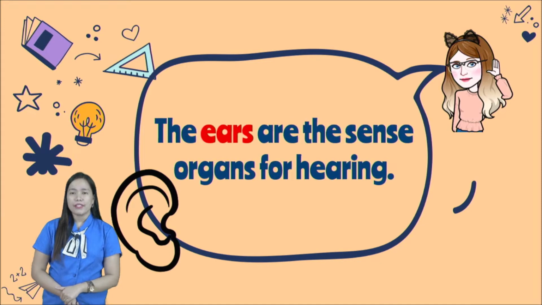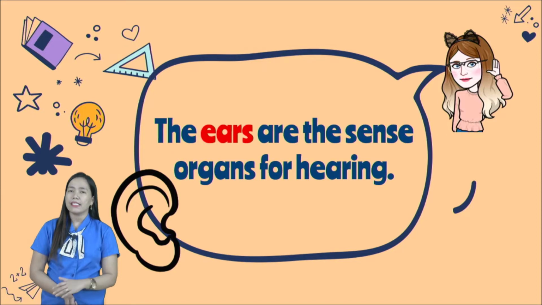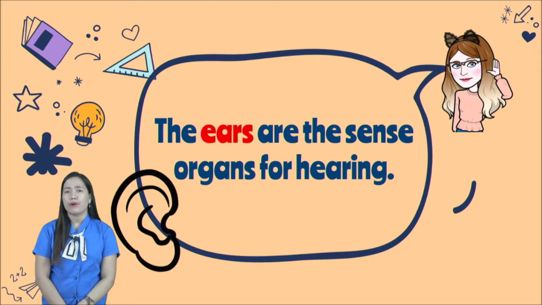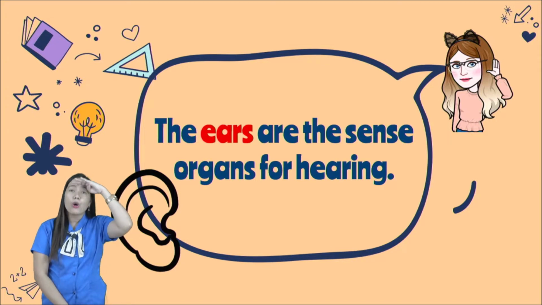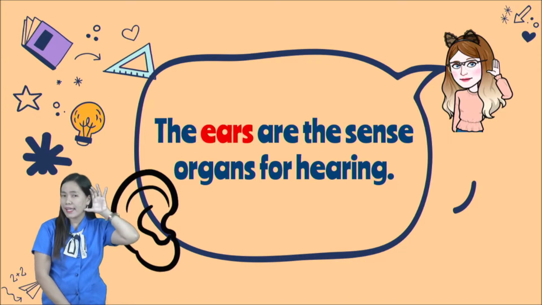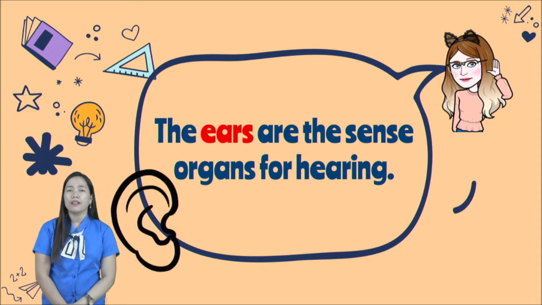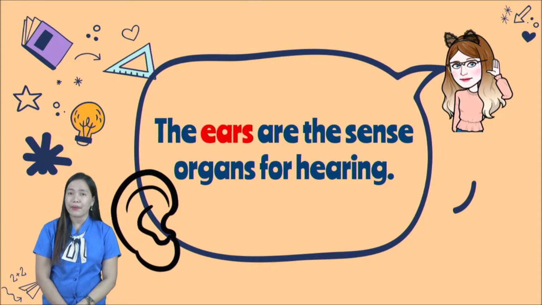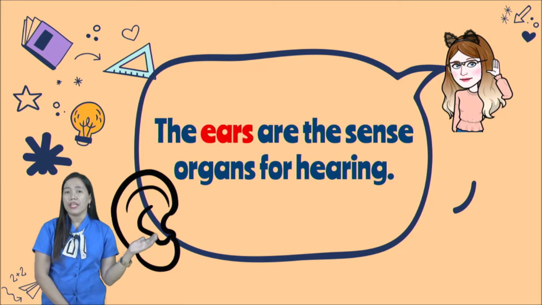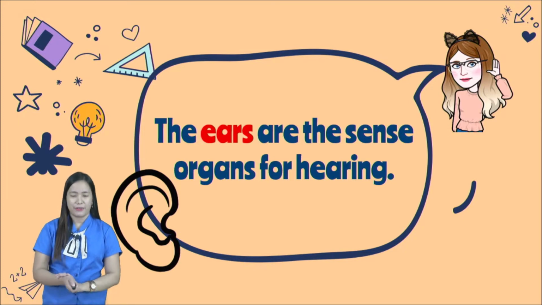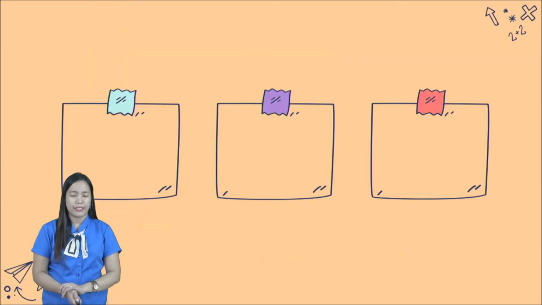The ears are the sense organs for hearing. Our sense of hearing is very important. How can you know that something is happening far away from you without seeing it? Of course, with the help of the sense of hearing. For example, you heard a fire truck siren. What do you think it is? Very good. That means maybe there's a fire somewhere near your houses. So you will be prepared, right? That's why it's very important.